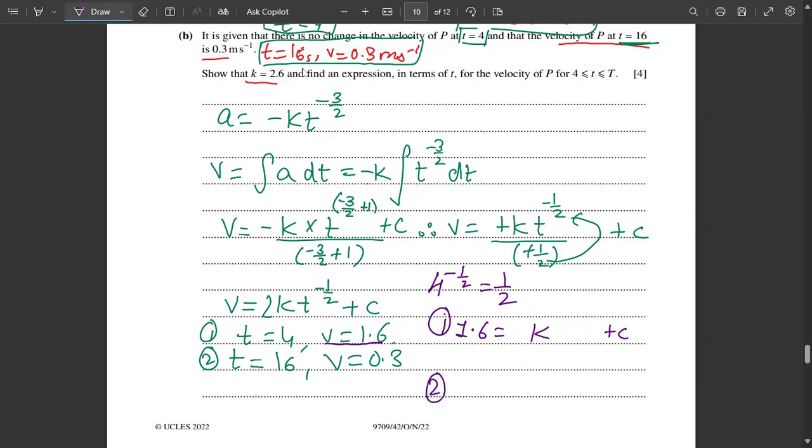Now going to the second part. When t is 16, v is 0.3. So 0.3 is equal to 2k, t raised to minus 1 by 2 is 16 raised to minus 1 by 2, plus c. So 16 raised to minus 1 by 2 is 1 upon 4. So instead of 16 raised to minus 1 by 2, I can write 1 upon 4. Now this will simplify to become 1 upon 2. So that is k by 2.